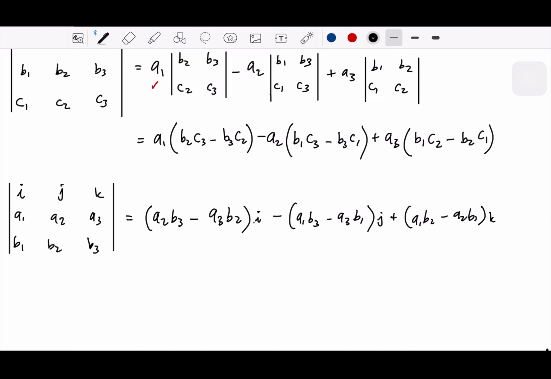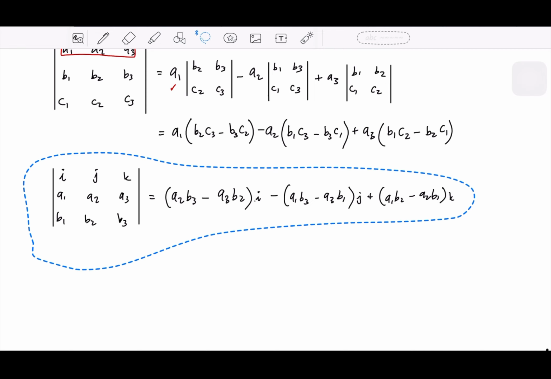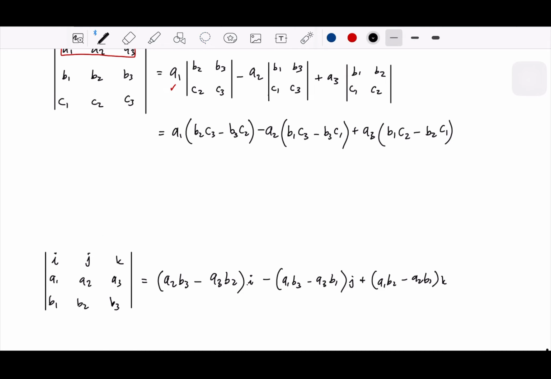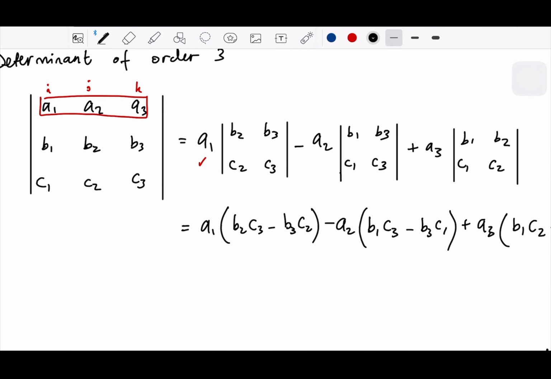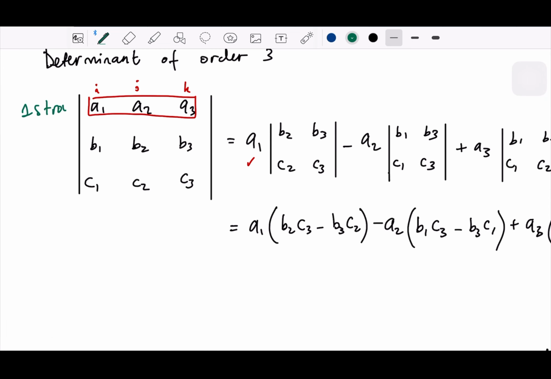Now actually, just some notes for the determinant of the matrix. Well, this is true for A1, A2, A3, but it's also true if you take the second row. So this is the first row, right? So let me write with the green color. This is the first row. This is the second row. This is the third row.